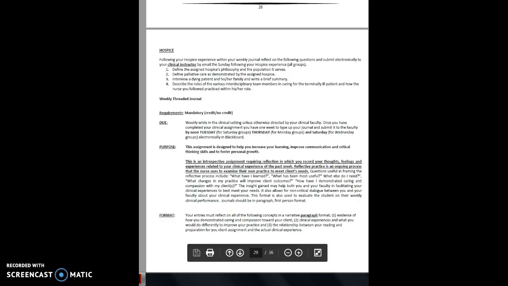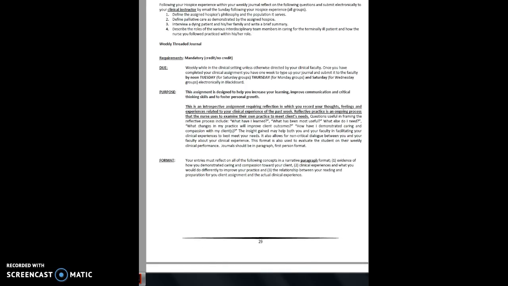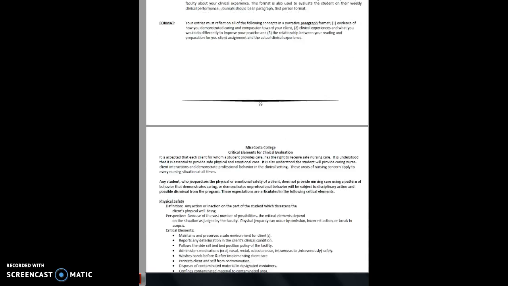Your weekly threaded journal, here is the outline of our expectations of what we expect that you are writing in your journal. Remember, it's a journal that is self-reflecting. It's not a journal that is summarizing your day in the hospital and your patient. It's summarizing how you did in the hospital and your actions and tasks and behaviors. It's meant to be introspective, so make sure you do that.